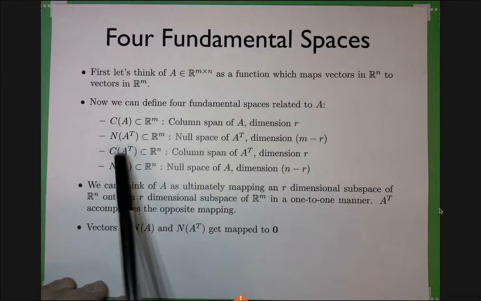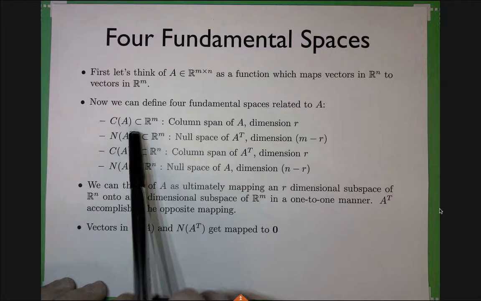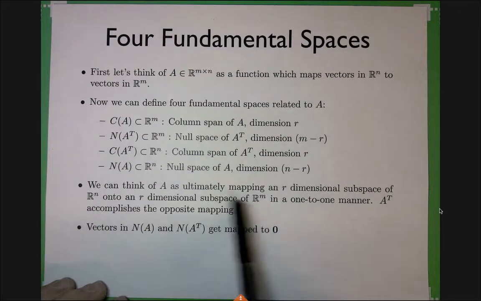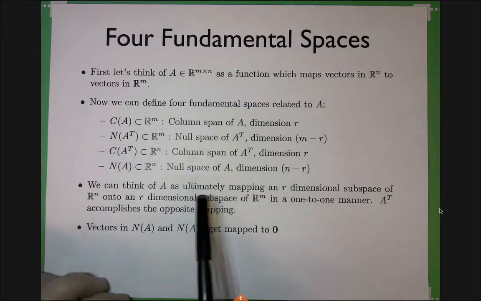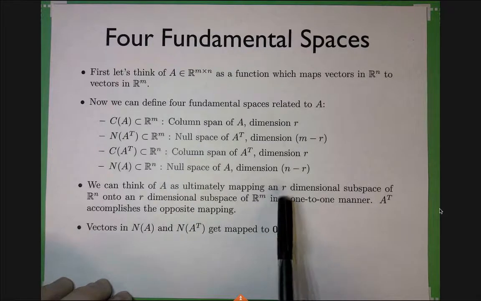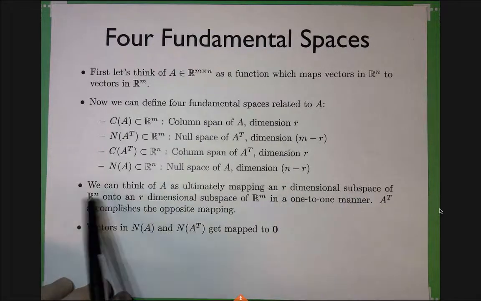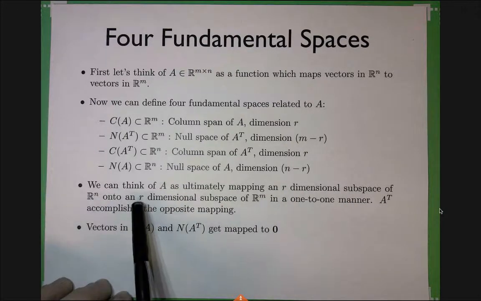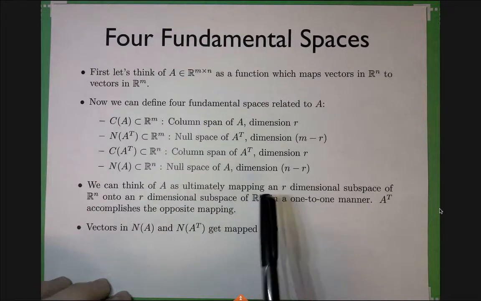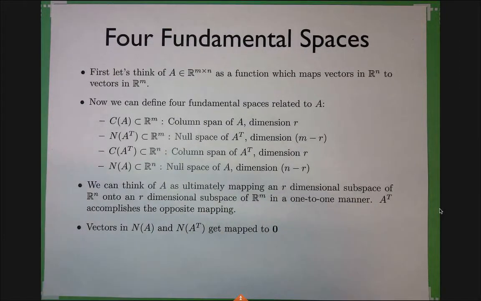So this is the row space. This is the left null space and the null space. And ultimately A is mapping an r-dimensional subspace of R^n to an r-dimensional subspace of R^m. That's important. That's sort of also the heart of the SVD.